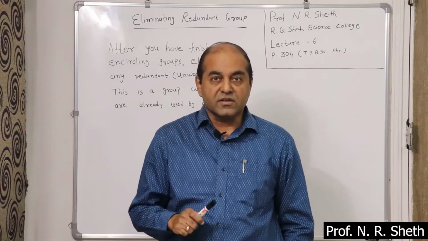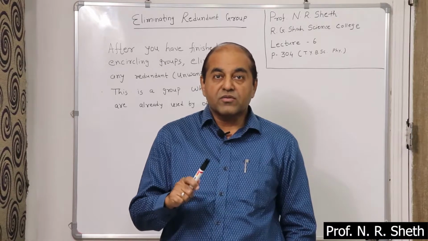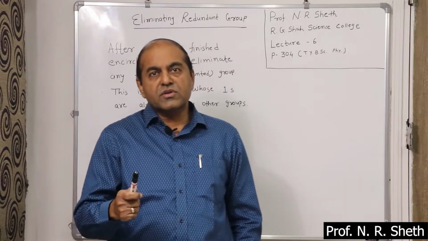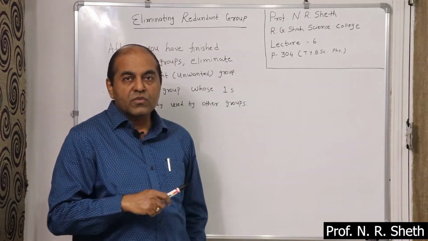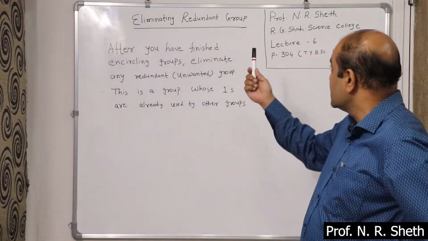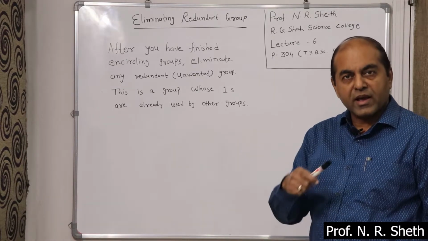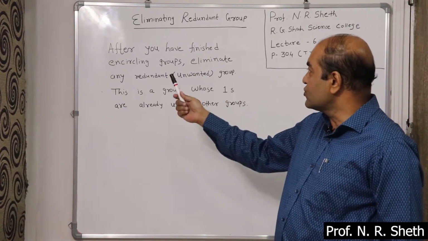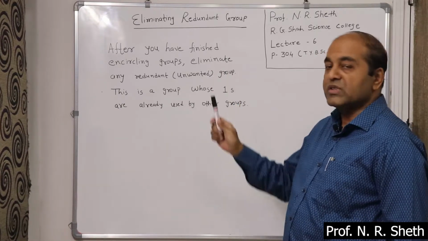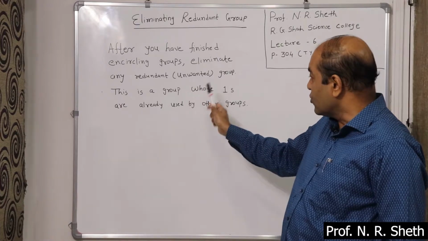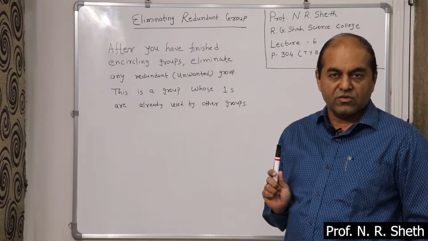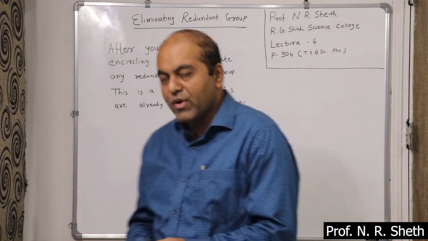This is very necessary, because we have to obtain a simplified Boolean equation. We are going to discuss a few examples of this one. So the first example of eliminating redundant group, but again you have to remove the groups which are unwanted, and a group whose ones are already used by other groups is known as a redundant group. Let us discuss a few examples.